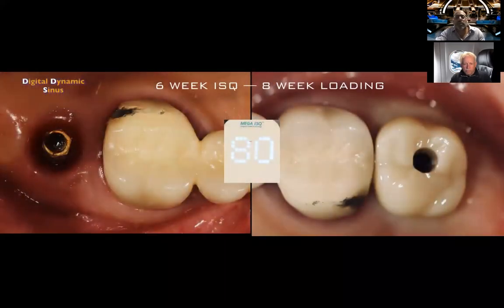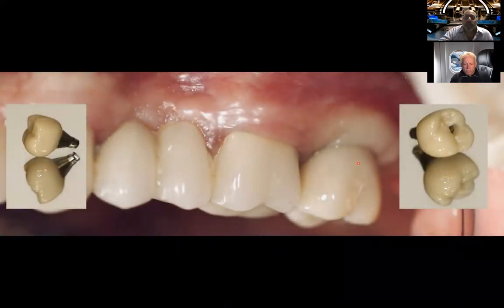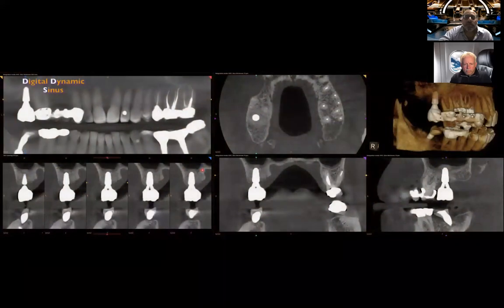So just 6 weeks later, I'm measuring the ISQ, and I have an 80. And you saw my other readings were in the 70s. We then load it at 8 weeks. We have our final crown in place. And you can see our post-op CBCT.